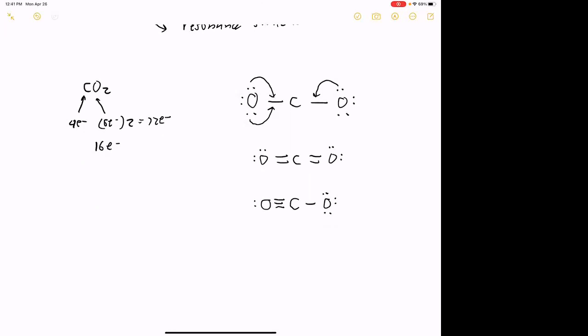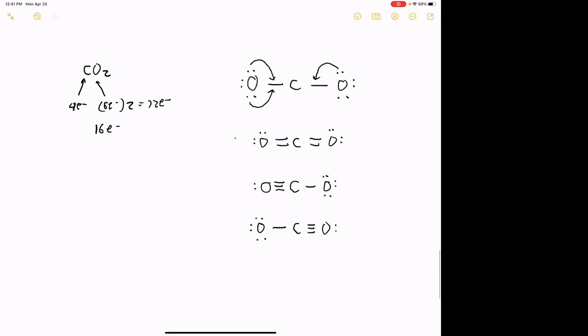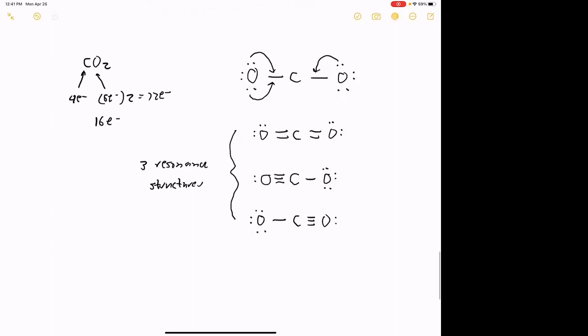And if I can do it that way, well, I could do it across the molecule too, couldn't I? Where I could make the triple bond on the right-hand side and the single bond on the left-hand side. So in this case, I have a total of 3 resonance structures that I could use. All right, so that's kind of nice.